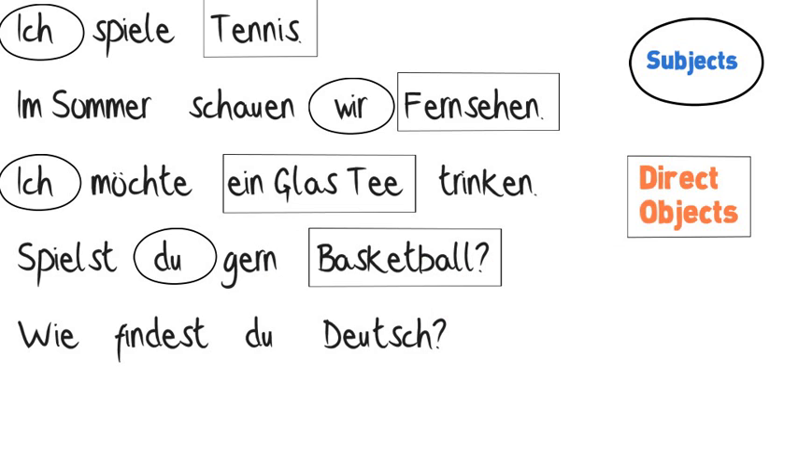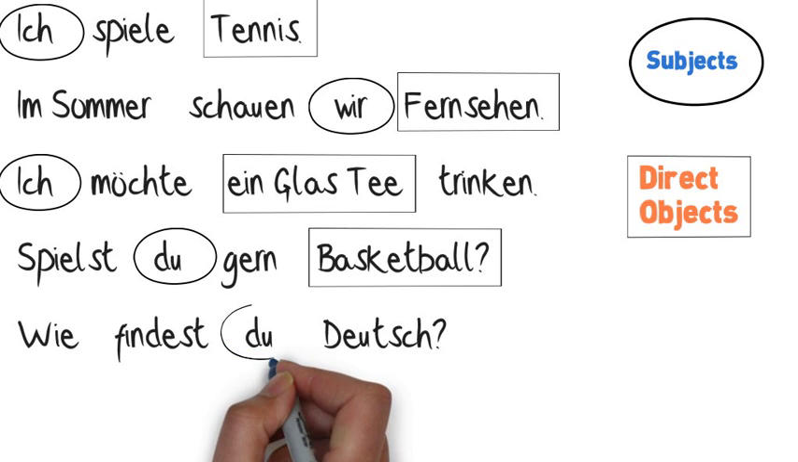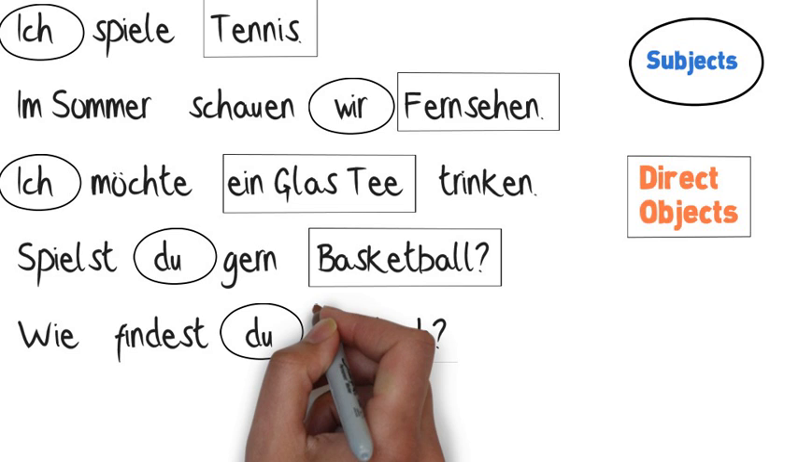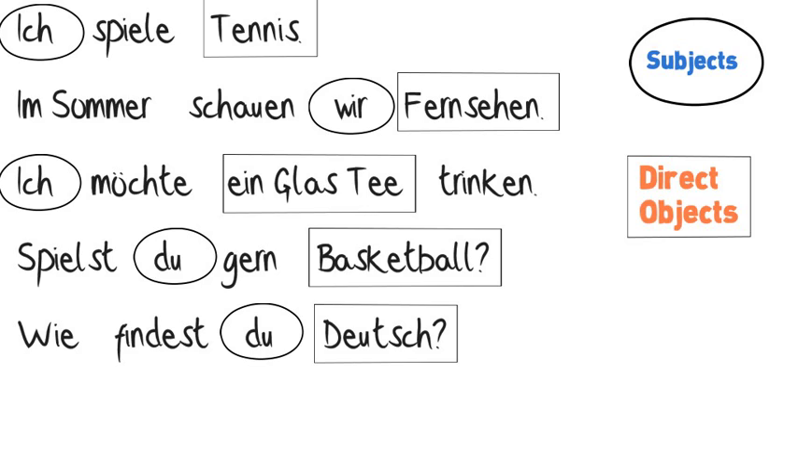Finally, in Wie findest du Deutsch, we ask ourselves who is doing the finding. Du is the subject, and so now we ask what is being found. Since Deutsch is being found, it is the direct object of the sentence. As a side note, you may notice that the verb endings give you a big hint about what the subject of the sentence is. Besides going next to the verb, you can look at those endings. When you see a verb ending in E, you know that the subject must be ich. When you see a verb ending in ST, you know the subject is du.